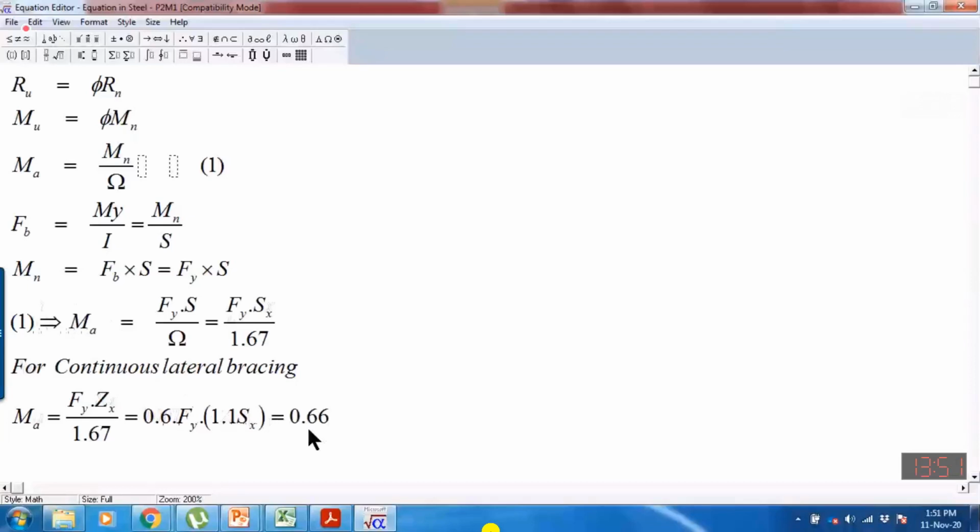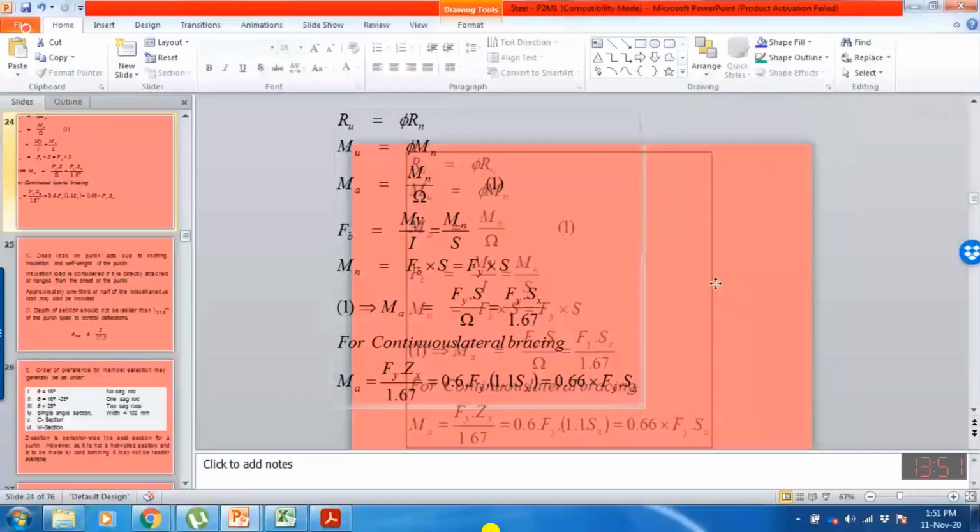Fy into Sx. So this is our design formula. So in this case, if we know the applied bending moment and the material strength, the only unknown will be Sx. So this is how I have derived the formula, which is basically depending upon our basic design equation. Now I will explain from here, that is given in the book.